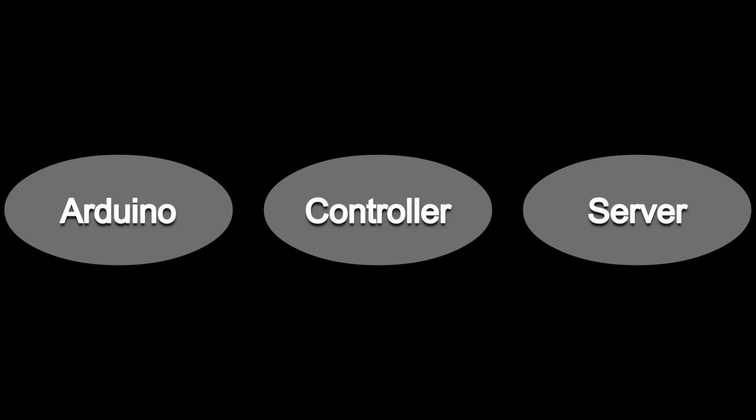The controller is the middleman between the Arduino and the server. Its job is to keep requesting colors from the server and sending them to the Arduino. The code will be written in Python for simplicity, but it could also be written in other languages like C# or C++.